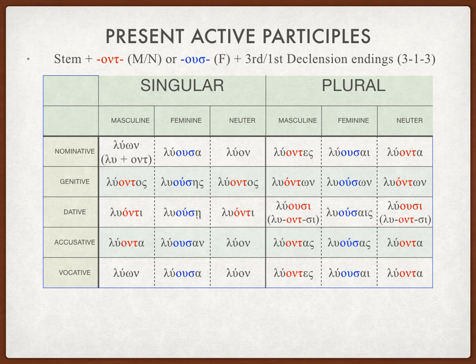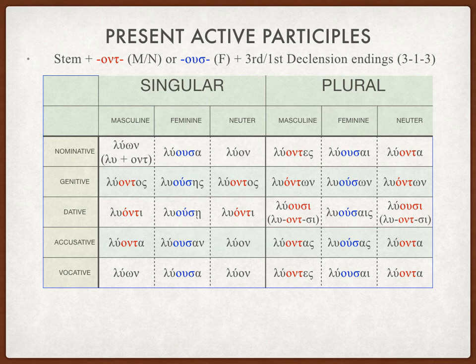The neuter is basically going to follow most of the masculine column with a couple differences. The nominative and the accusative and the vocative are all going to be the same because it's a neuter, and it's going to use alpha for the endings. So luonta, the loosening things, in the nominative, accusative, and vocative. The genitive, luonton, and dative, luusi, are exactly the same as what you get in the masculine because it's following the third declension. And that's all there is to it when you're handling participles in the active voice.